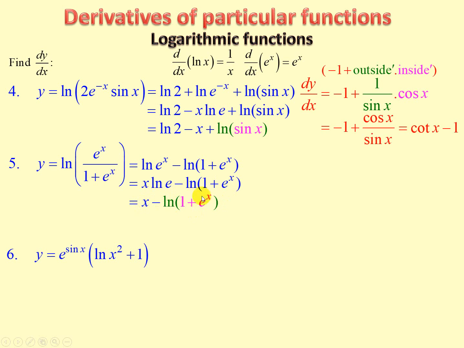This one here is once again a composite, chain rule. The outside function is ln, the inside function is 1 plus e to the x. So there's your 1 from the x, minus the derivative of the outside function. Outside prime, well, outside is ln, so 1 over, and then that stays the same, times the derivative of the inside function: 1 goes, and the derivative of e to the x is e to the x.